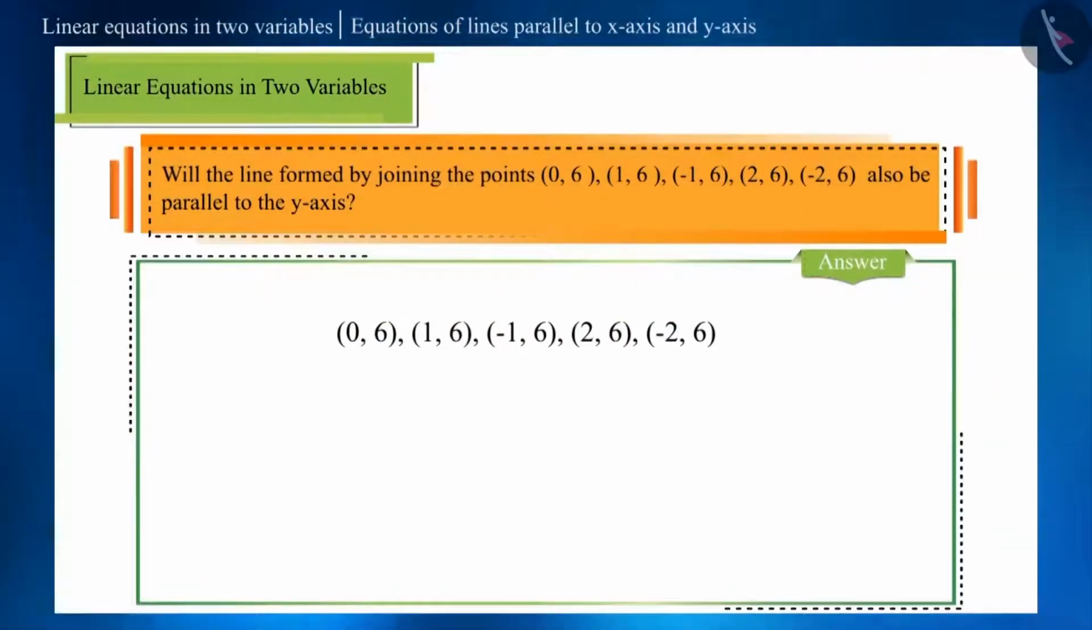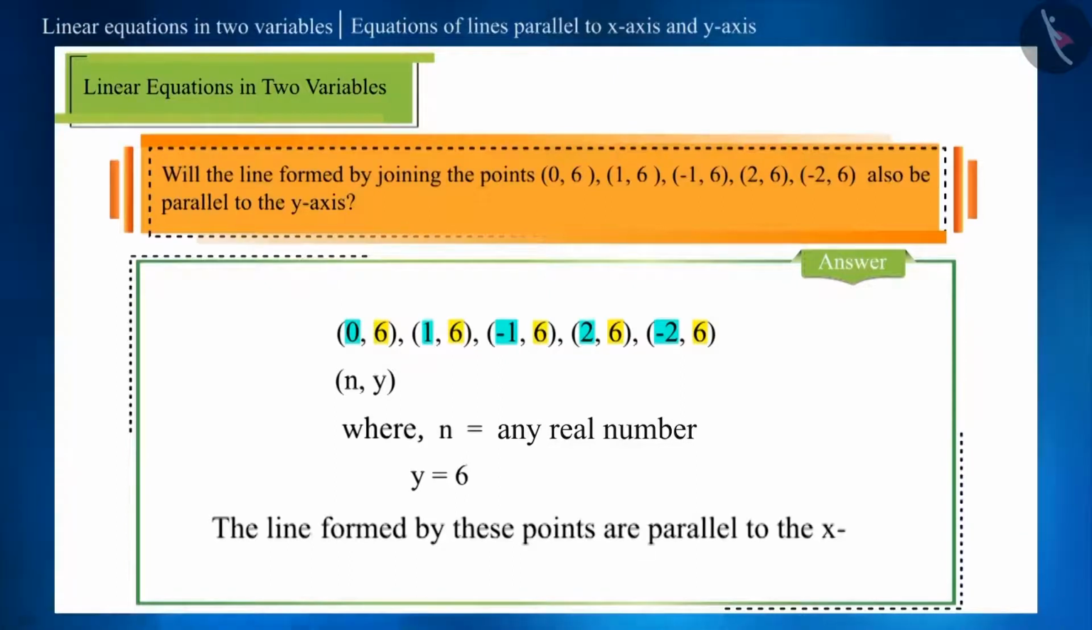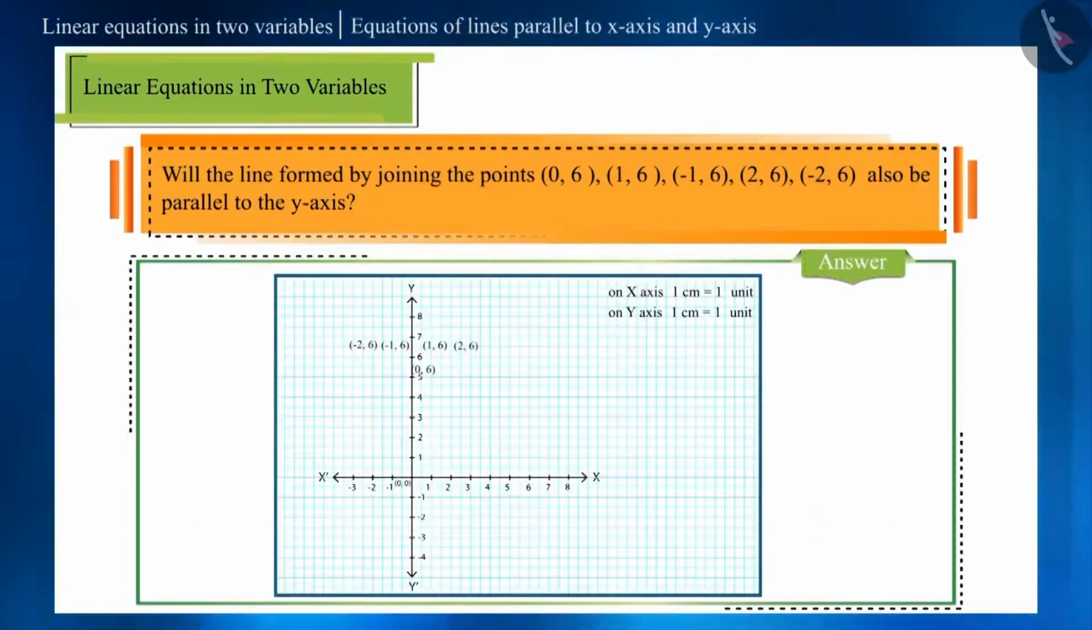If you observe carefully all these points, the y-coordinate 6 is fixed and the x-coordinate is changing. That means all these points are in the form of (n, y), where n is a real number and y is equal to 6. The line formed by these points is parallel to the x-axis and not the y-axis. The graph of this line will look like this.